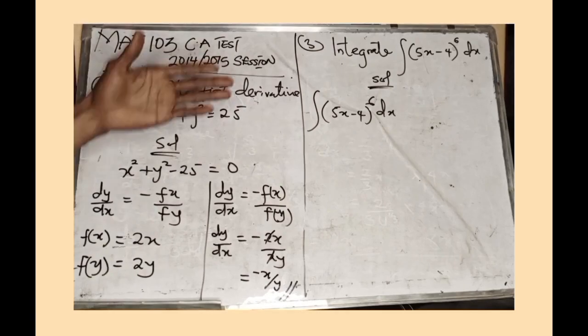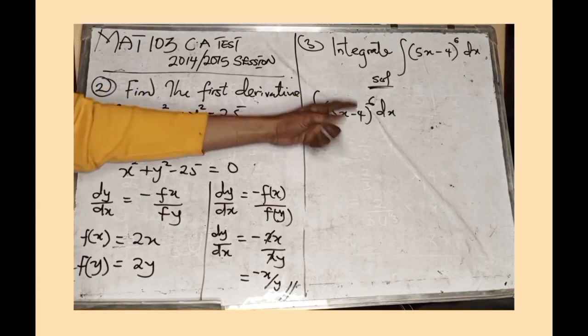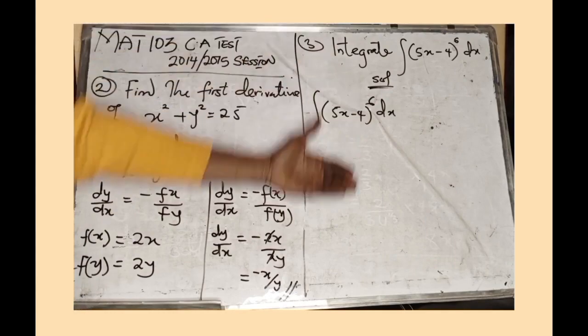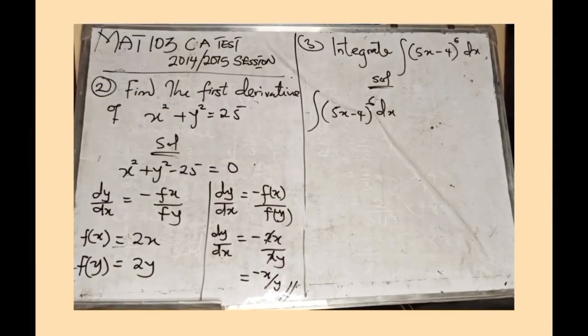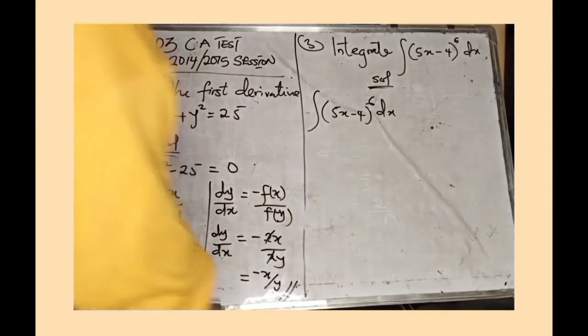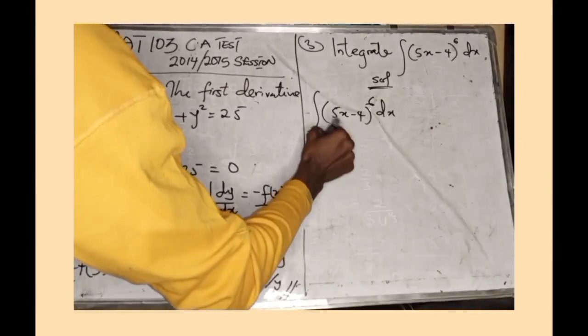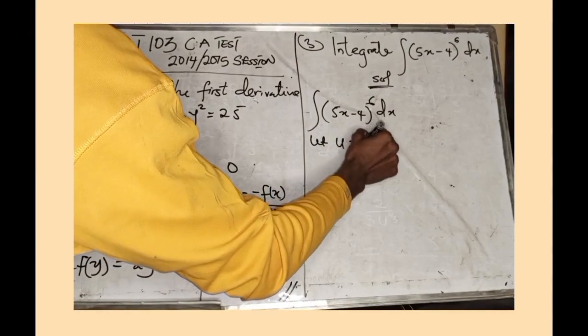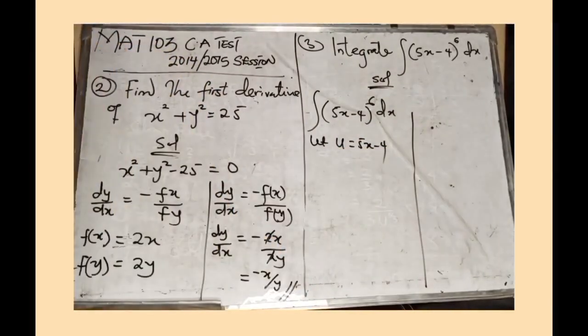We want to integrate this. This sign here is the integral sign, and the content to be integrated is called the integrand. This is the integral, this is the integrand. So how do we go about this? Let's fire down, guys. I will say let u be equal to 5x minus 4.